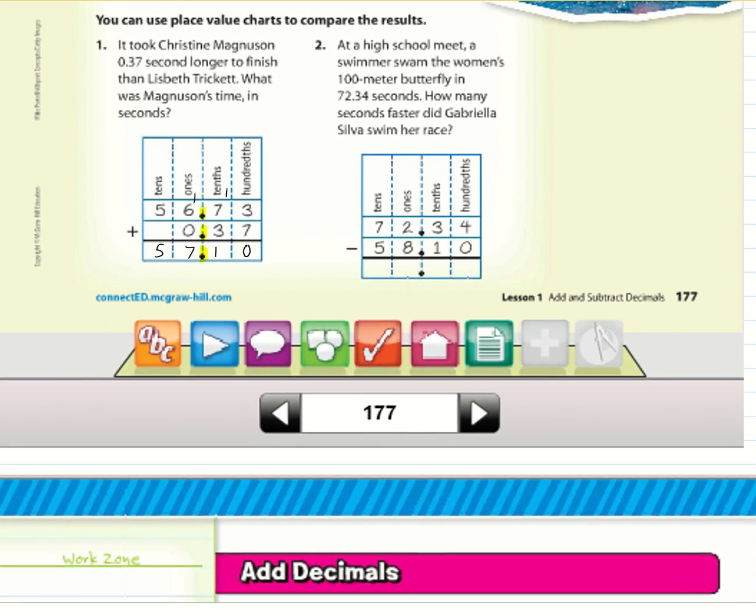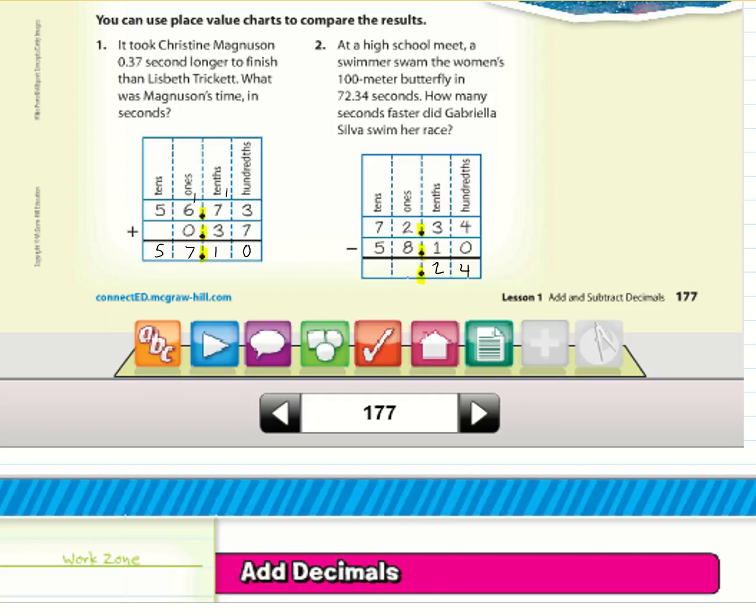Number 2. At a high school meet, a swimmer swam the women's 100-meter butterfly in 72 and 34 hundredths seconds. How many seconds faster did Gabriela Silva swim her race? So we line up our decimals, and we also lined up all the numbers at the same place value. On top, we have the high schooler, and on bottom, we have Gabriela. And this time we're subtracting. So we have 4 minus 0 equals 4. 3 minus 1 equals 2.